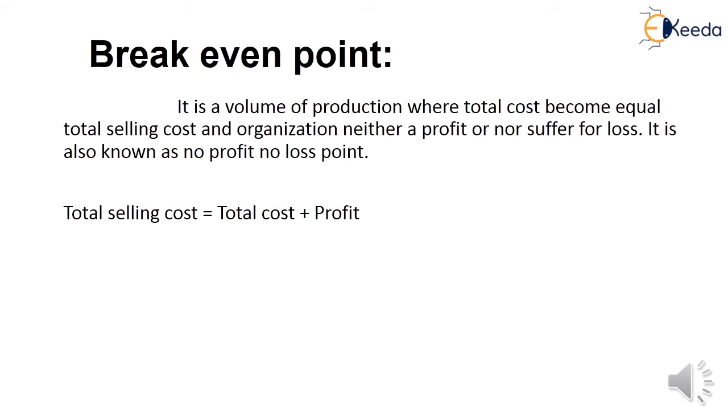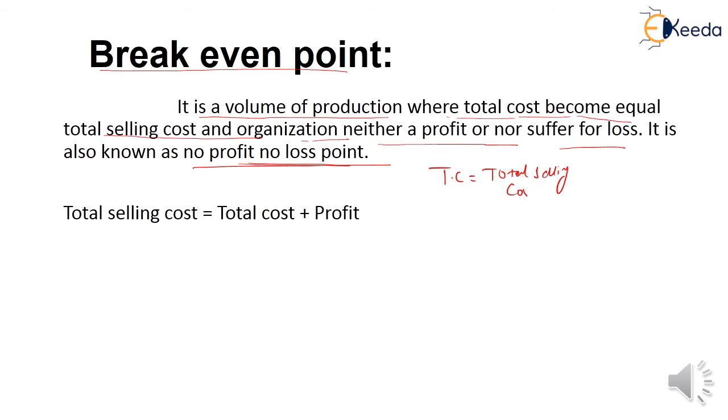So let's see, what is a break even point, students? Is it clear to all? It is the volume of production where the total cost becomes equal to the total selling cost. Total cost equals total selling cost, and the organization suffers neither profit nor loss. It is also known as the no profit and no loss point. It is the point where the total cost equals the total selling cost, where there is no profit and no loss.